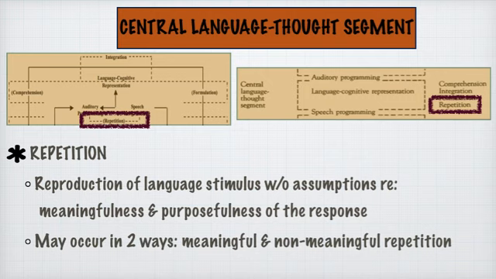Okay, first, for meaningful repetition, these are physical processes that include central language thought. So, there is a purpose in reproducing the sound. Instead of just going from auditory programming to speech programming, it goes through the language cognitive representation, where he gives meaning to the repetition. No? So, in this type of repetition, the person thinks about his repetition first. So, they process the information.